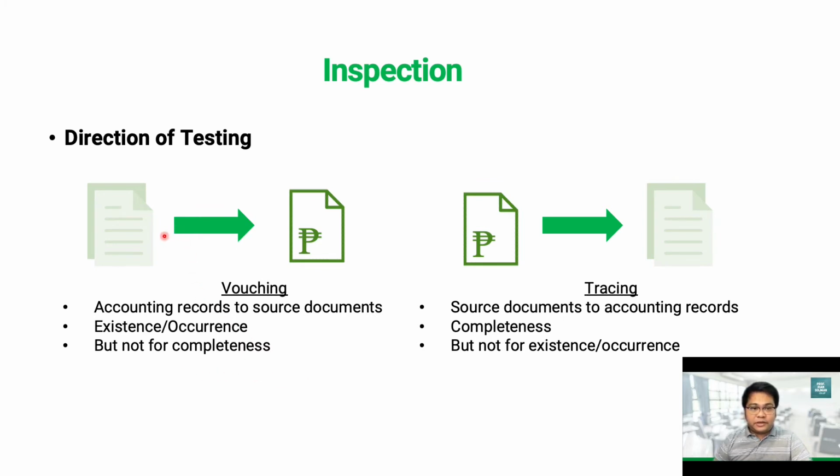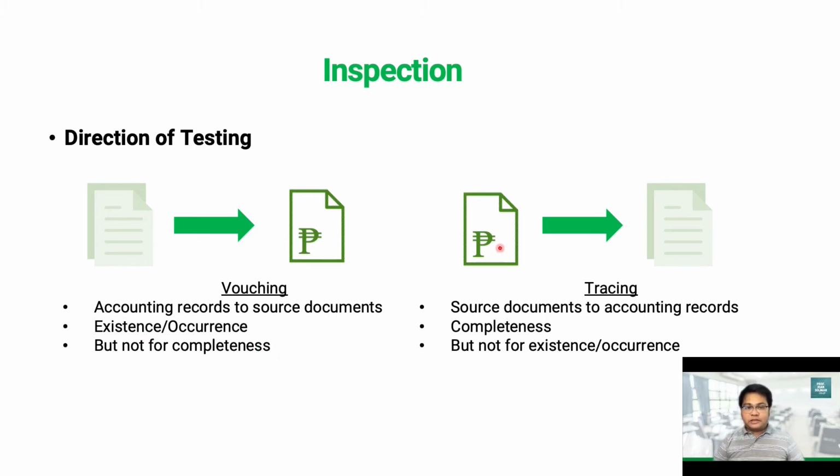Because when you start from the accounting records, what you can satisfy there is whether that item recorded in the accounting records would be supported by a source document. And therefore, that item is existing or that transaction has actually occurred. But if, let's say, the list is incomplete, for example, an item is not included in the accounting record, then you will not be able to identify that missing item if you start from the accounting record. You can only identify that missing item if you start from the source document and trace it back to the accounting record. So let's say a particular source document is not listed among the items in the accounting record. You will be able to realize that if you start from the source document. So that is why vouching, or from accounting record to source document, would be an effective procedure to validate existence or occurrence but not completeness.